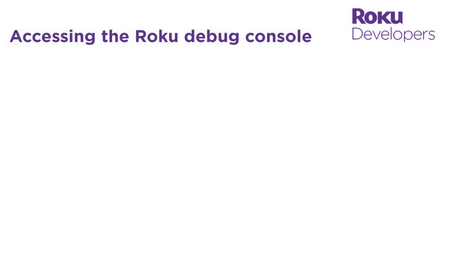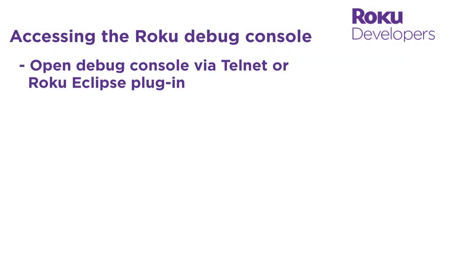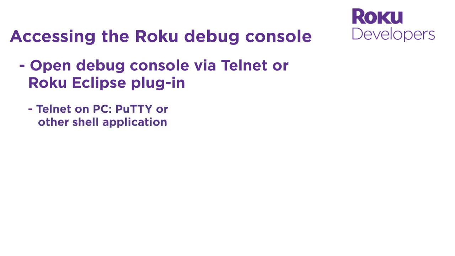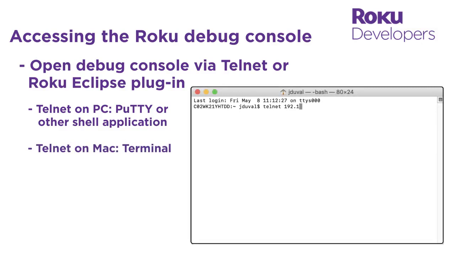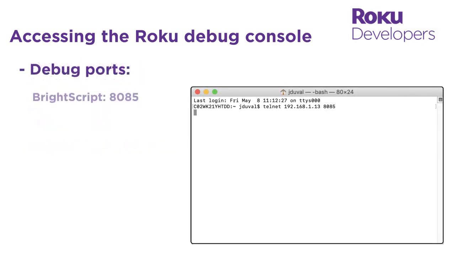You can access the debug console via Telnet or the Roku Eclipse plugin. Let's start with Telnet. On a PC, you can use a shell application such as PuTTY to connect to Telnet. I have a Mac, so I'm going to use Terminal. Let's enter Telnet, the IP address of our Roku device, and then the BrightScript debug port, which is 8085.